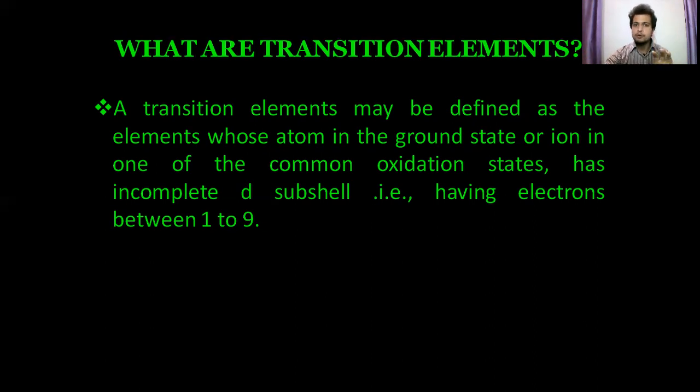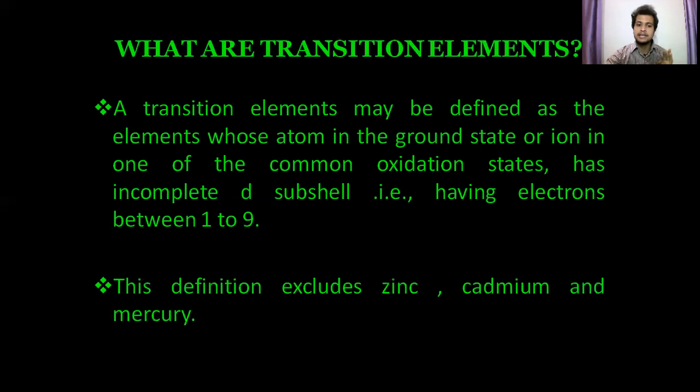If you go with this definition of a transition element, it will exclude 3 elements from the D block elements, and they are zinc, cadmium, and mercury. Remember that zinc, cadmium, and mercury are D block elements, but are not transition elements. Why is it so? Let us see in our next session.